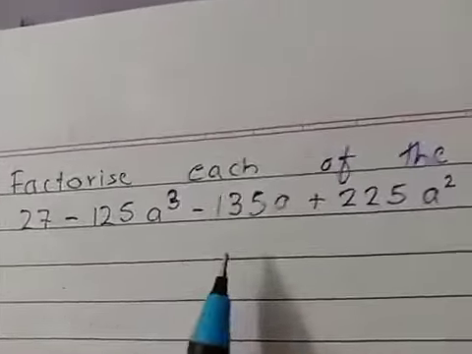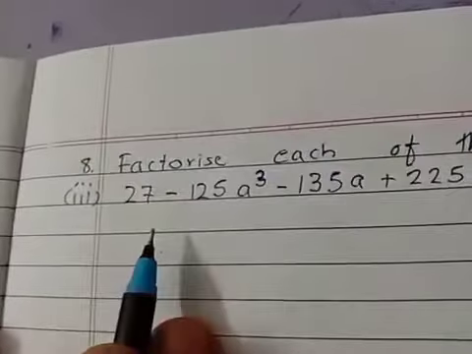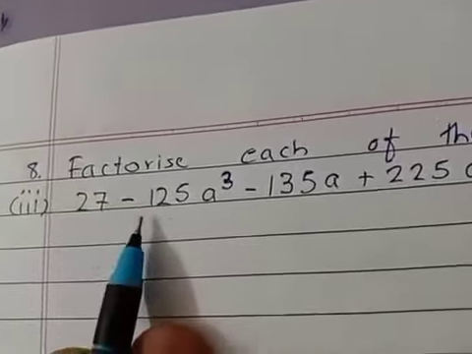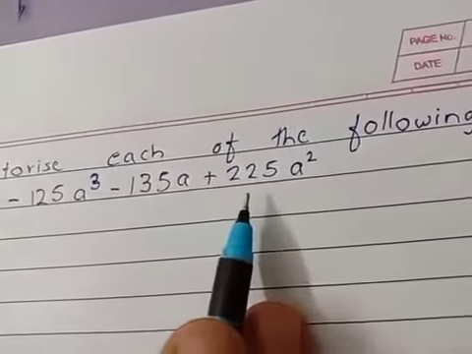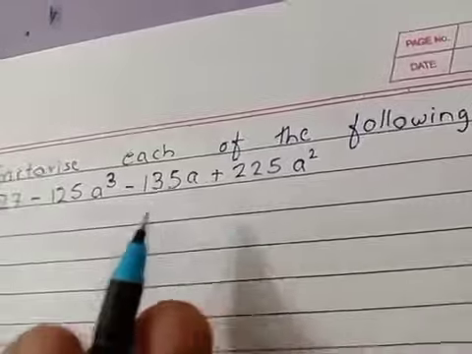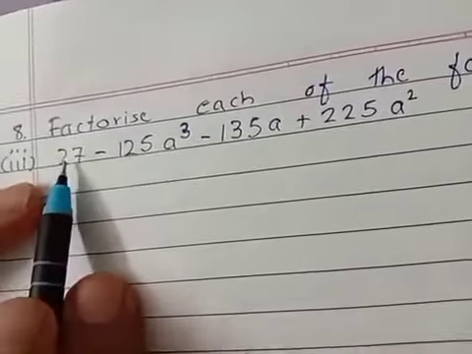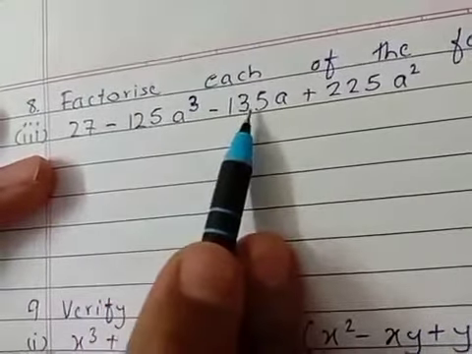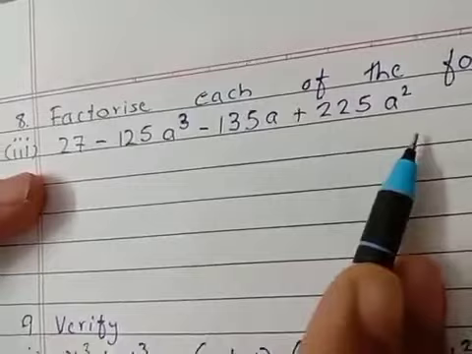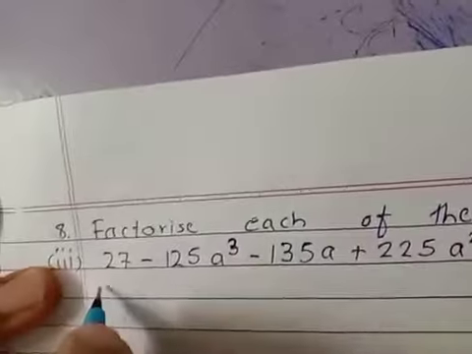Now let's factorize each of the following. We'll take the third example: 27 minus 125a³ minus 135a plus 225a². Now we have to bring it into the form of a³ + b³ + 3a²b + 3ab². So how will you break this up?